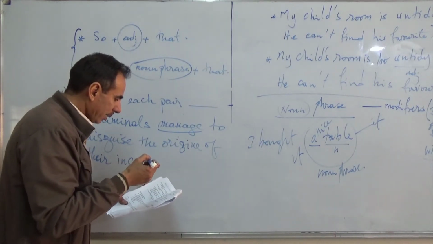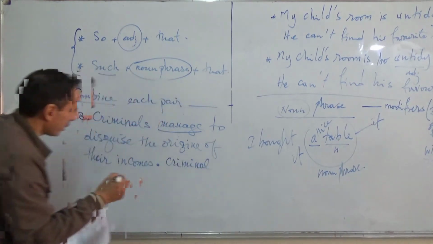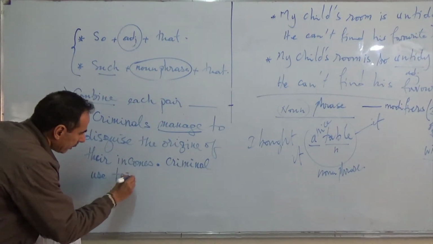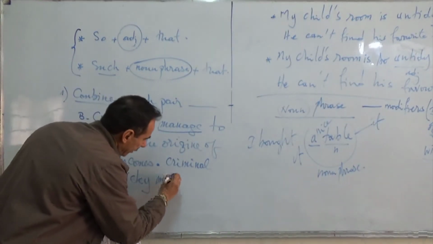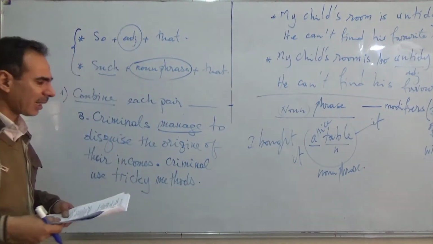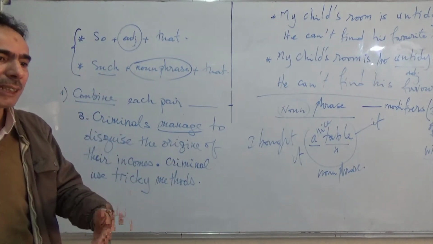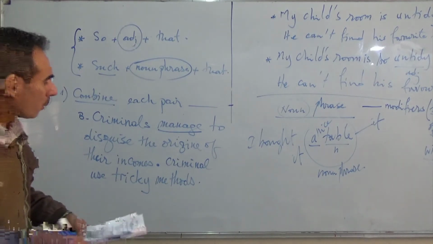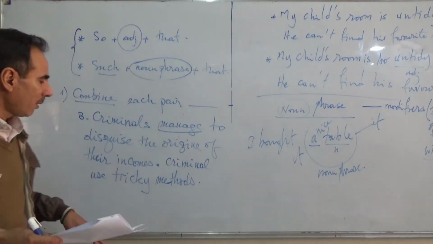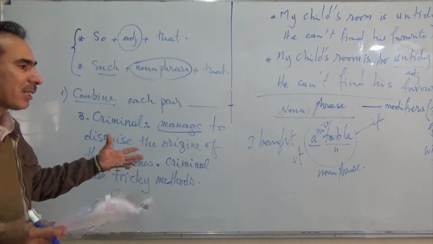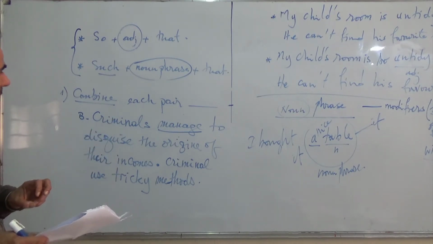The second part: criminals use tricky methods. Tricky methods are the methods that are changing all the time because the police and tax inspectors study the cases and always discover these tricky methods. So these methods change all the time. That's why we call them tricky. Tricky means very intelligent, smart methods to disguise the origin of their incomes.